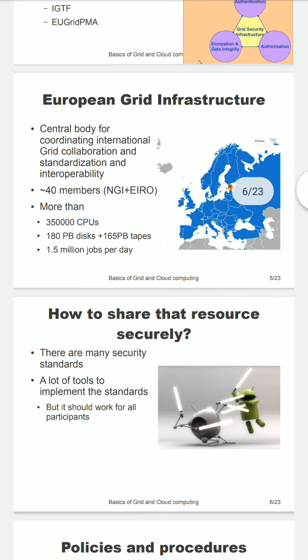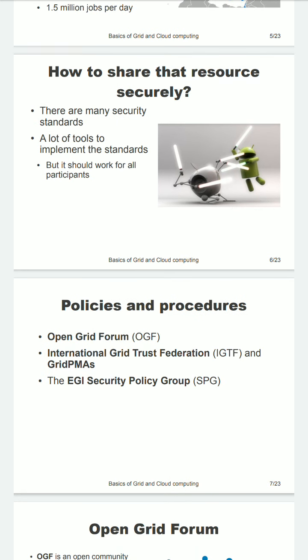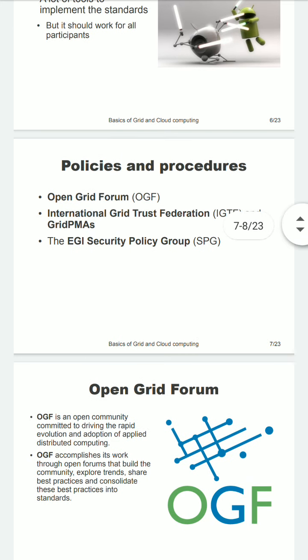So how do they share the resources securely? There are many security standards they have to follow, and a lot of tools to implement the standards, but it should work for all participants. Some policies and procedures in grid infrastructure are the Open Grid Forum, the International Grid Trust Federation and Grid PMA, and the EGI Security Policy Group.